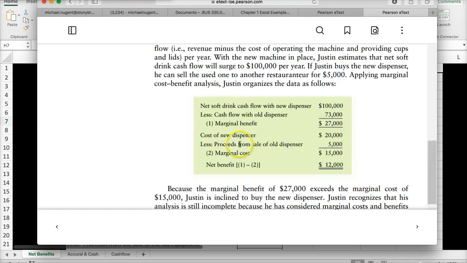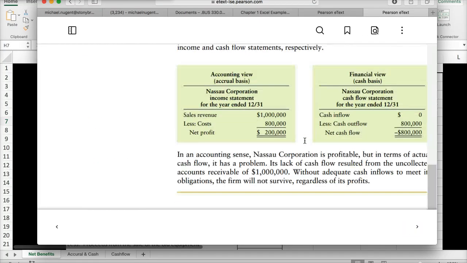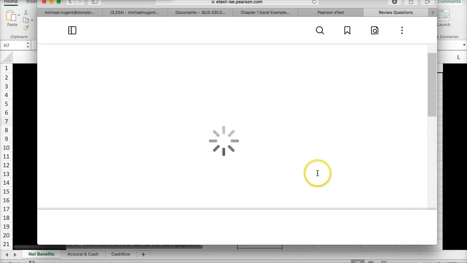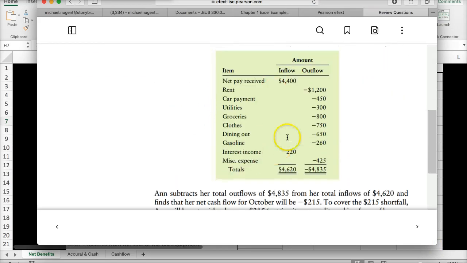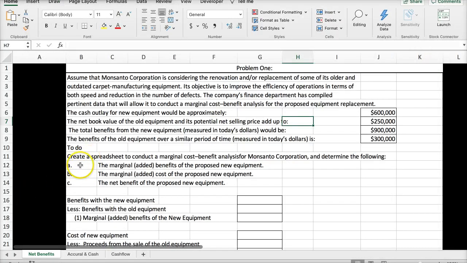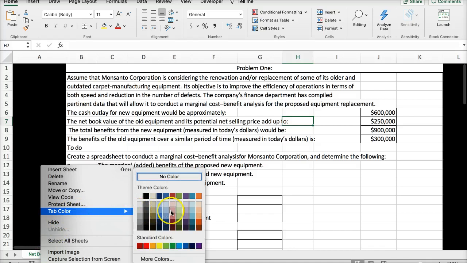So we're going to go over the net benefit problem, and then we're going to talk about the accounting-based accrual basis and the financial view cash basis types of problems. And then finally in this video, we're going to look at a little personal finance example of cash inflows and outflows. Okay, so this spreadsheet is broken up into three different tabs.